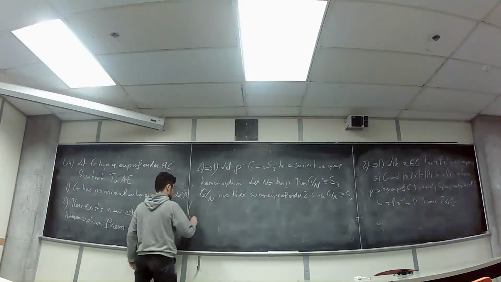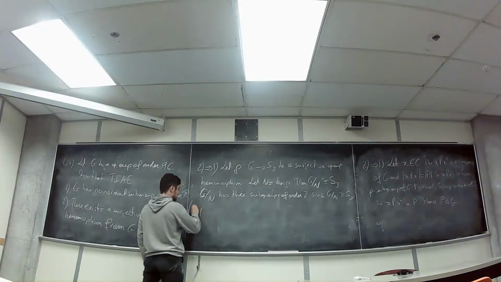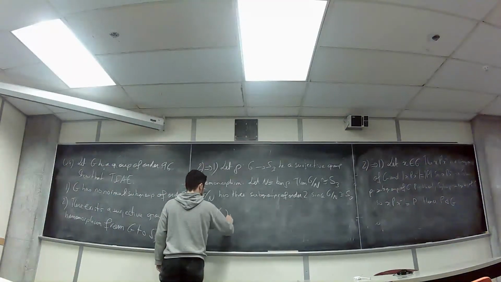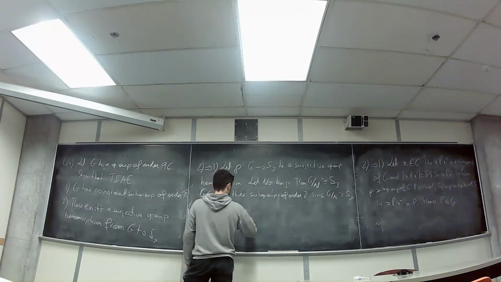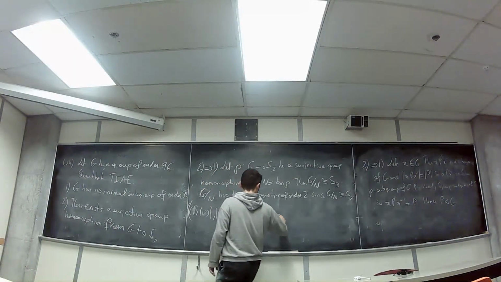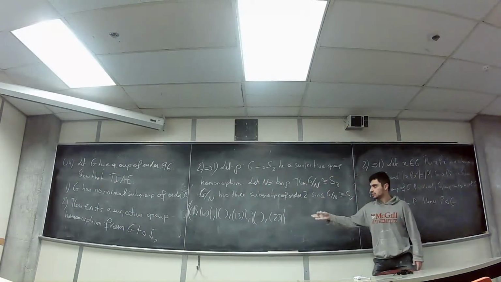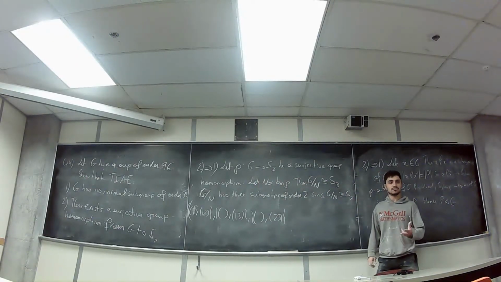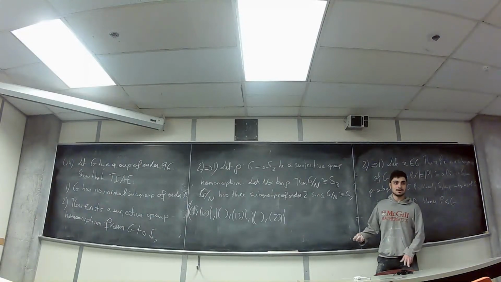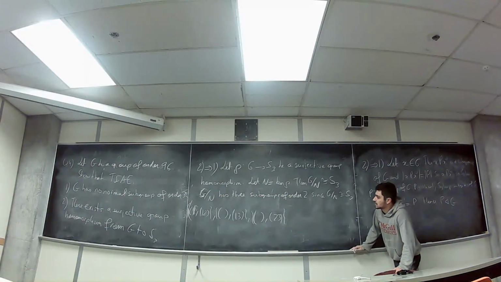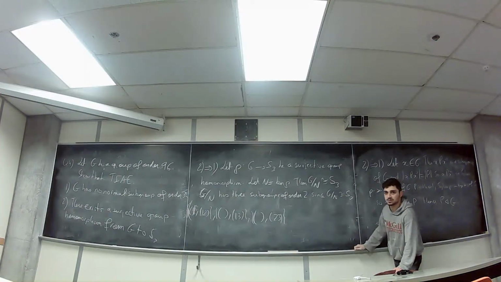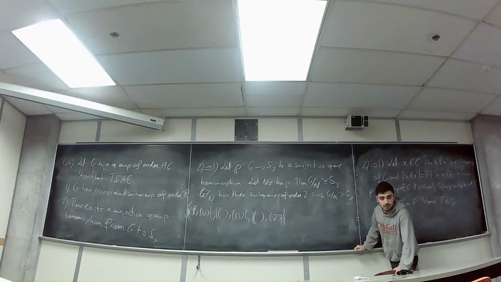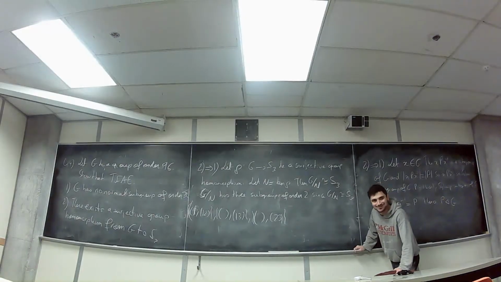So what are the subgroups of order 2 in S3? Just the identity and (1 2). The identity and (1 3). And the identity and (2 3). These are the only subgroups of order 2 in S3. You have 3 of them. Okay, you agree with this? G mod n has how many subgroups of order 2? 3.